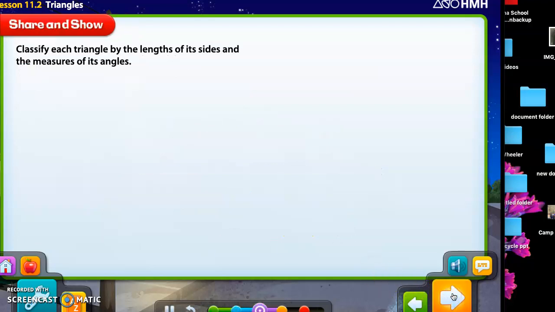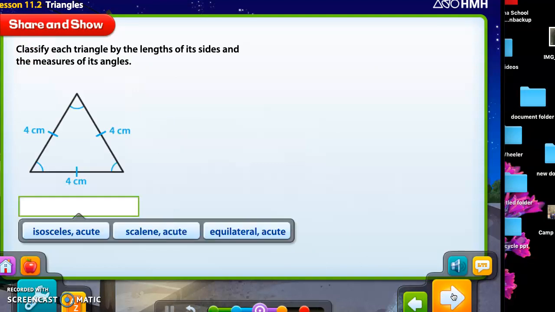Classify each triangle by the lengths of its sides and measures of its angles. Examine the triangle and select the appropriate classification. Okay, so notice on this triangle, all the sides are equal. So because all sides are equal, it would be an equilateral triangle.